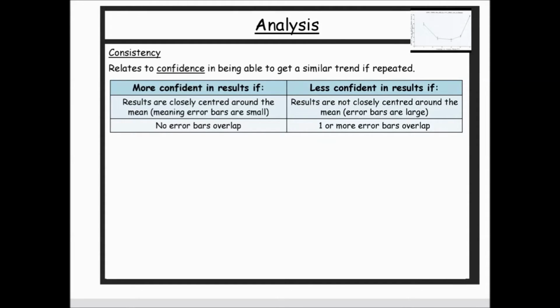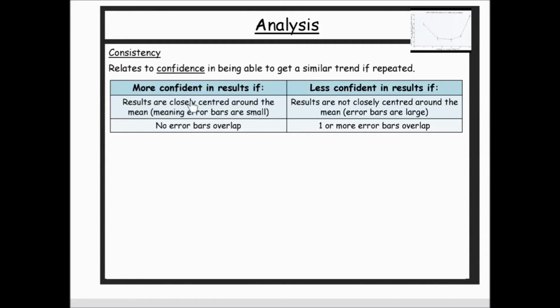The next thing to refer to is the consistency, or what's referred to as consistency. But really, I don't think it's a great choice of word. This is about how confident you are in your results, in being able to get a similar trend if you were to do the experiment again. And the two things that contribute to this are, firstly, the repeatability of your results, which means how close together your results are.